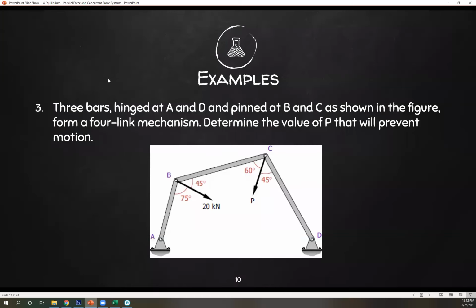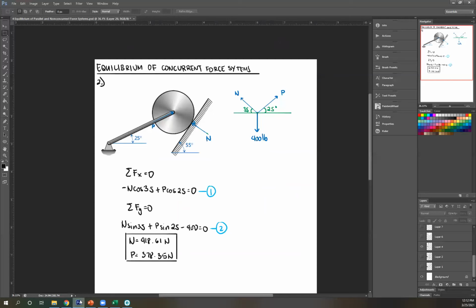And everybody, ready your calculator for recitation and for quicker problem solving. Number 3: three bars hinged at A and B and pinned at B and C as shown in the figure form a 4-linked mechanism. Determine the value of P that will prevent motion. So prevent motion means all of this is in equilibrium.